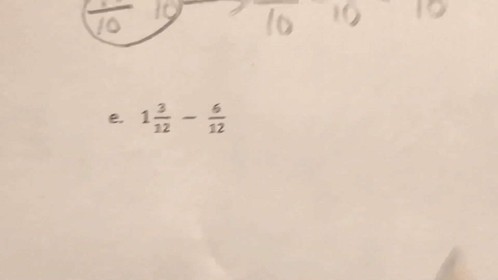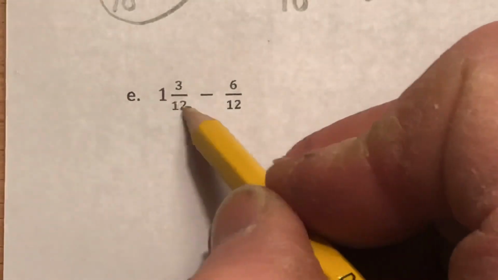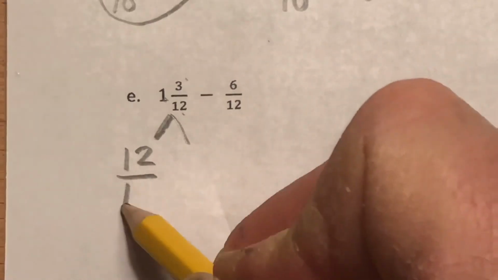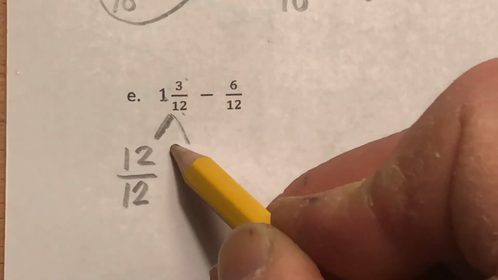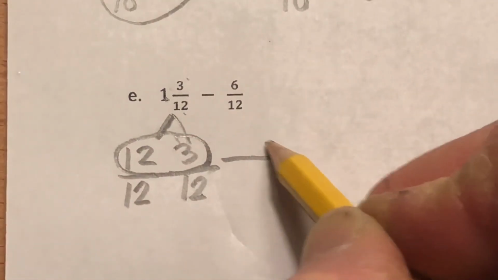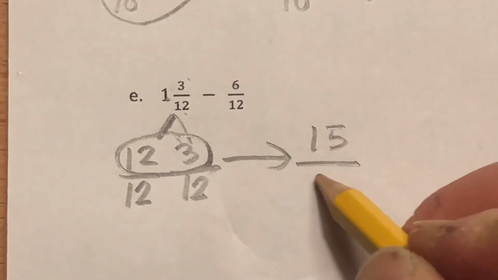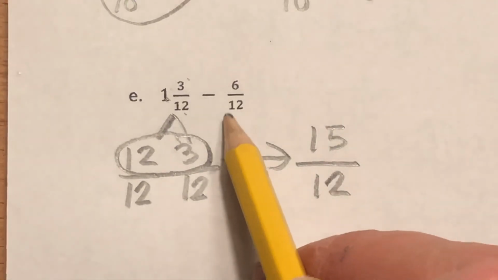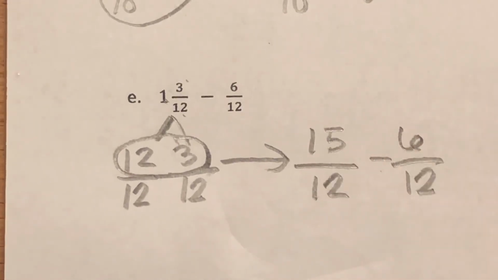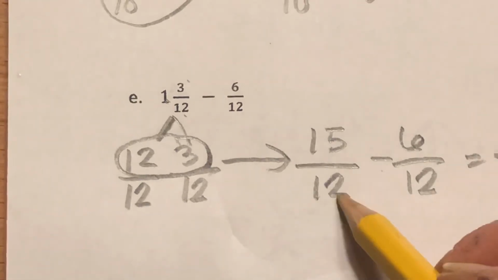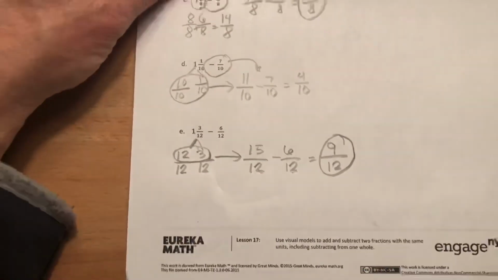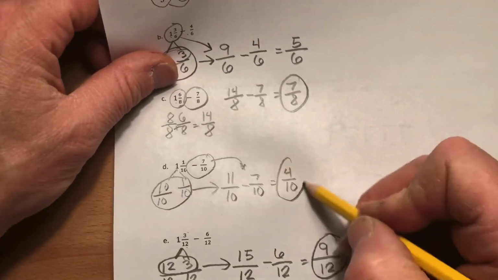And then finally, this last one. 1 3/12. Let's change this guy into 12/12, right? And 3/12. If I combine those, I end up with 15/12. Now I can subtract 6/12. 15 minus 6 is 9/12. Okay. All right, that's it. That's our stuff.